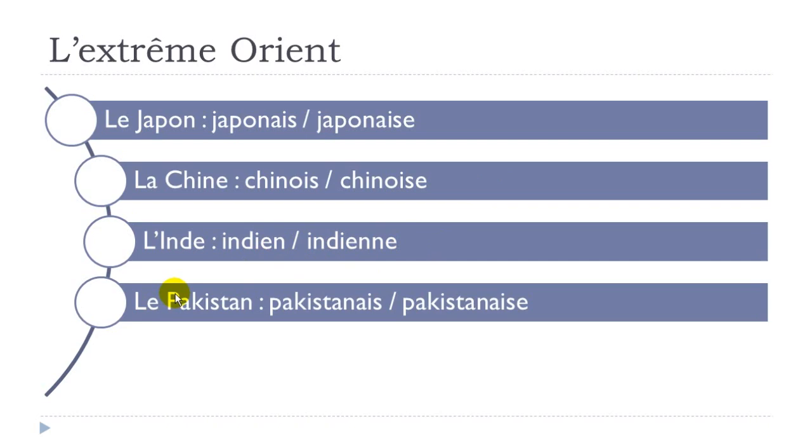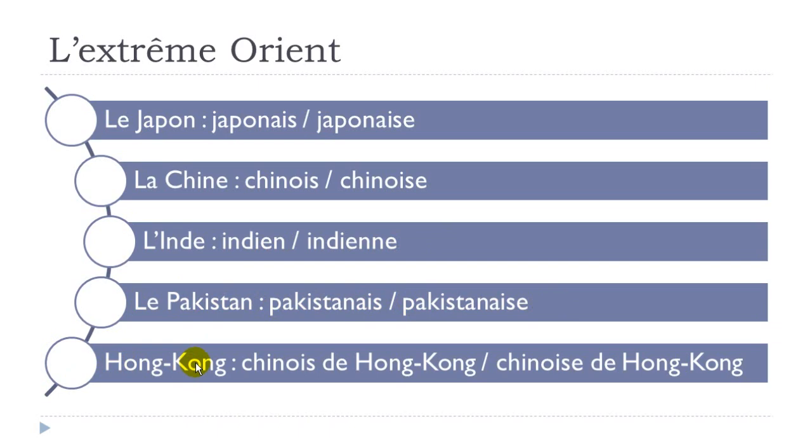Le Pakistan, pakistanais, pakistanaise. Hong Kong, chinois de Hong Kong, chinoise de Hong Kong. So let's see them one more time. Le Japon, japonais, japonaise. La Chine, chinois, chinoise. L'Inde, indien, indienne. Le Pakistan, pakistanais, pakistanaise. Hong Kong, chinois de Hong Kong, chinoise de Hong Kong.